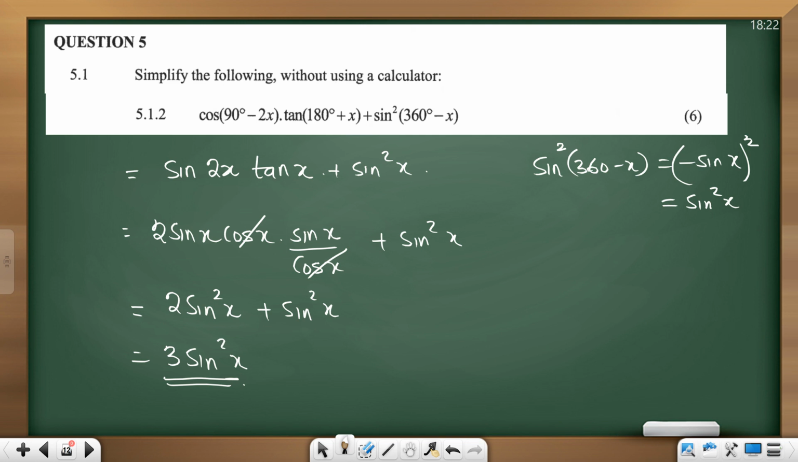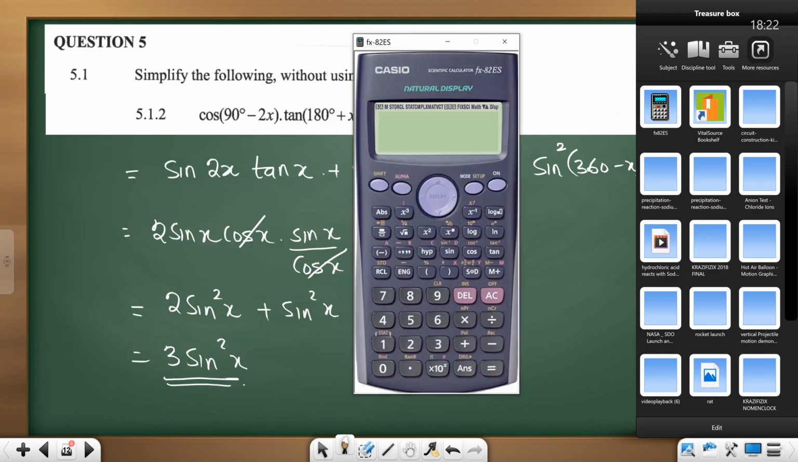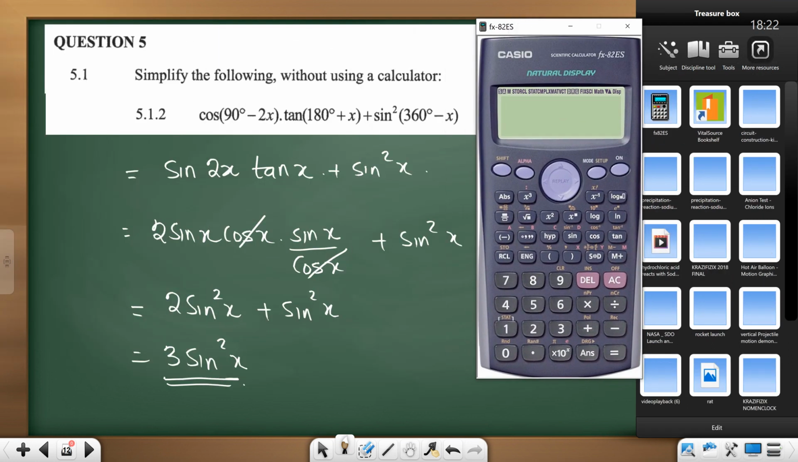You can also confirm that you are correct here. Do you know that? I want to show you. Check what I'm going to do. I want to confirm if I'm right. Anywhere I see x, I'm going to put 1. So what do I have? Cos 90 minus 2 times 1? 2. So 90 minus 2, right?